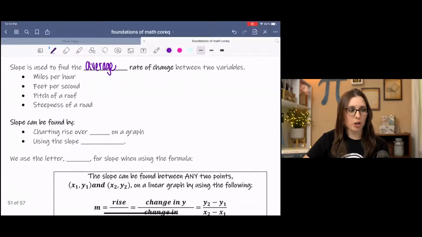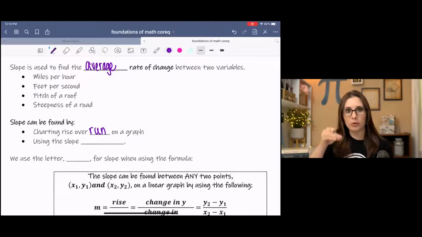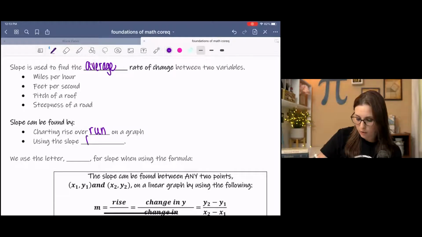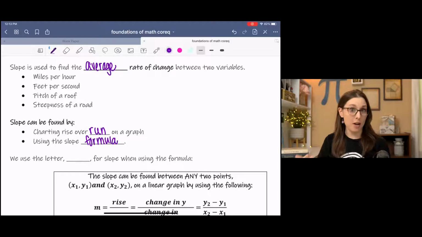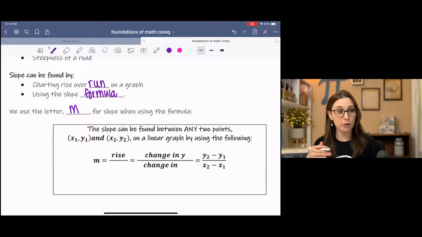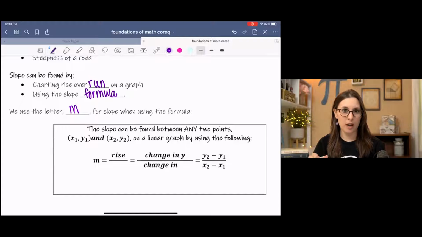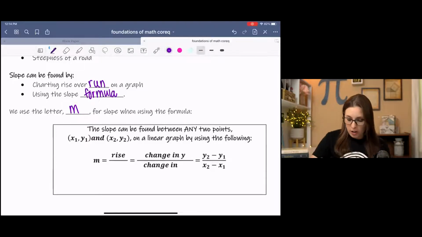Slope can be found by charting rise over run on the graph. This is geometrically, so that's like counting squares, or using the slope formula. That's an algebraic method. We use the letter lowercase m for slope when using the formula. So you can find the slope between any 2 points, x1, y1, and x2, y2. That's 2 points written as x comma y, where the first point is x1, y1, and the second point is x2, y2.